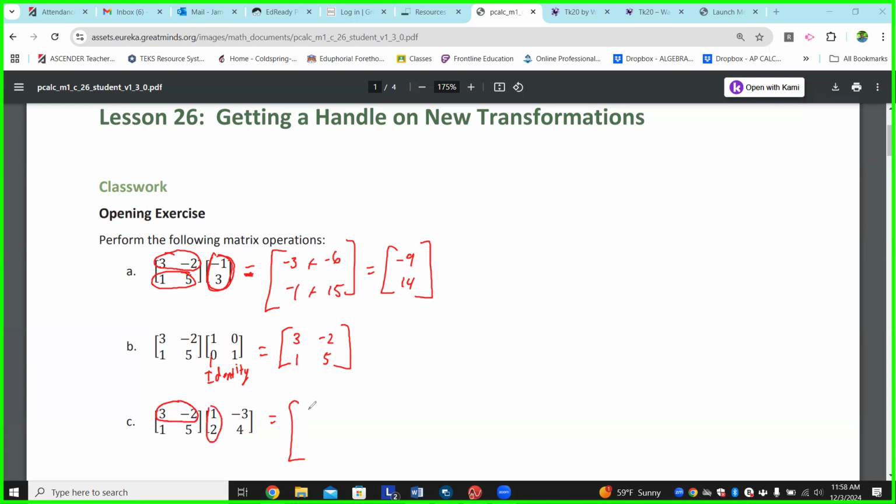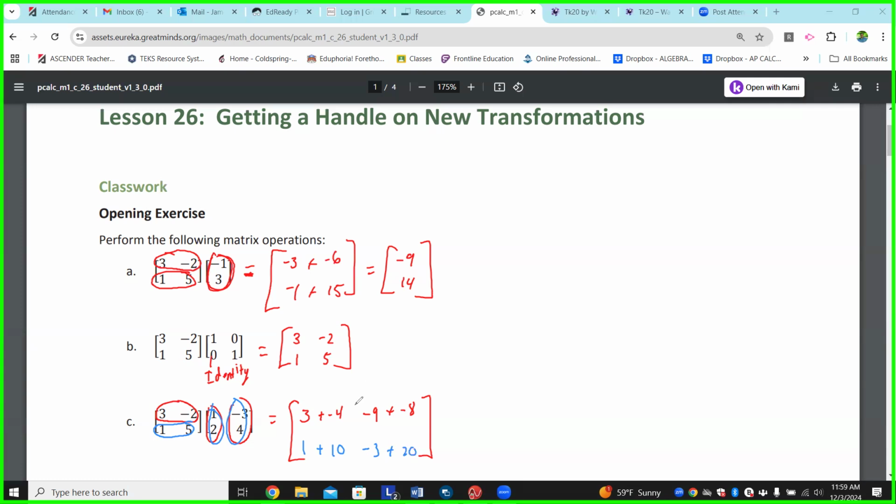So 3 times 1, -2 times 2. So that will be the result of the first element in the top left-hand corner. I will then take the first row times the second column, and 3 times -3 gives me, -2 times 4. Then take the second row and multiply each column. So 1 times 1, 5 times 2, 1 times -3, and then 5 times 4, 20.